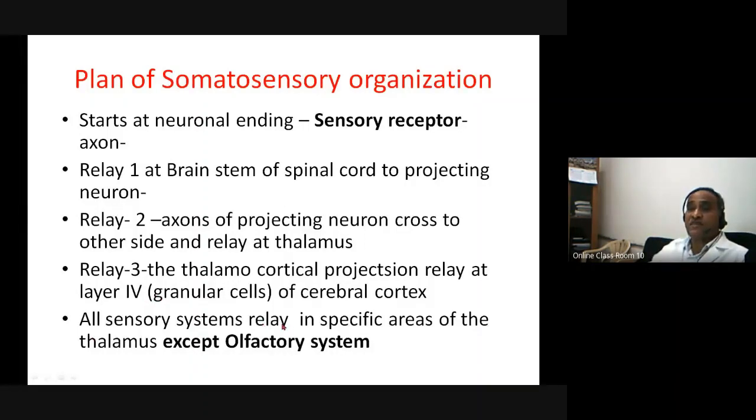All sensory systems relay in specific areas in the thalamus. I'm talking about the ventral posterolateral nucleus of the thalamus. So this is the sensory modality area for the somatosensory system. However, for the olfactory system, there is no relay in the thalamus. So the thalamus does not have it. However, some of the information will come back from the olfactory system along with the limbic part into the thalamus. That means after it has been relayed into the olfactory cortex, it comes back.